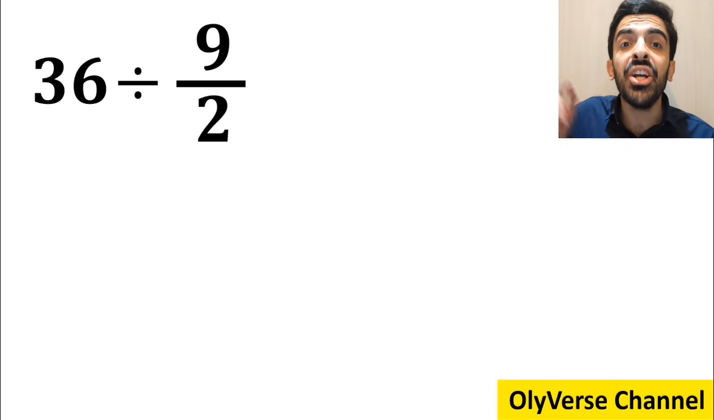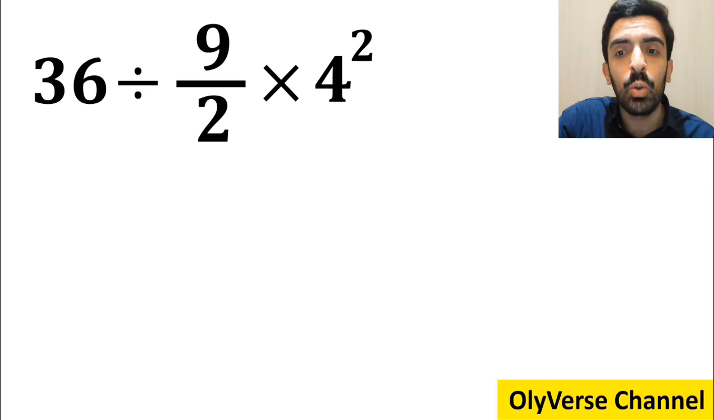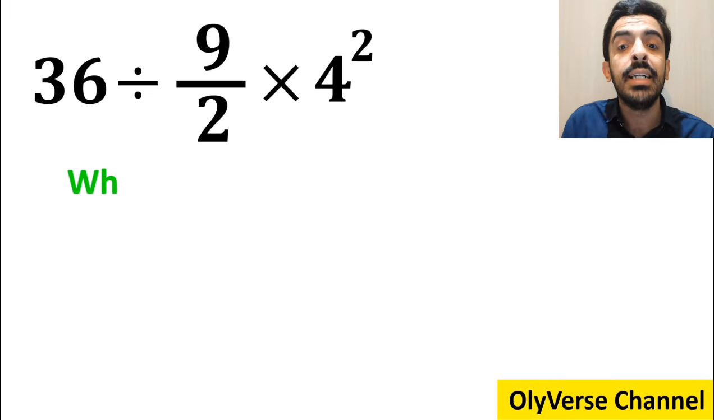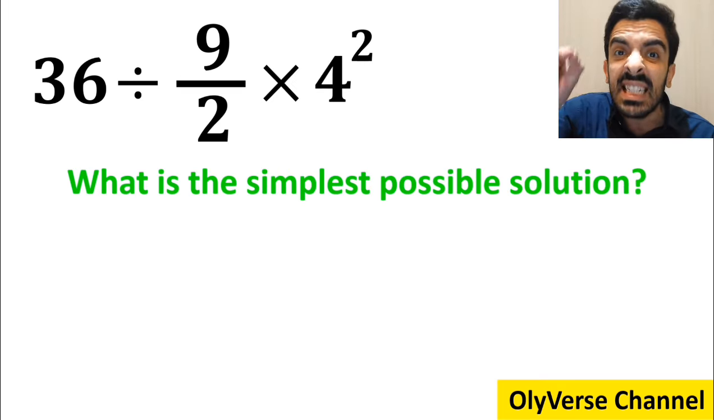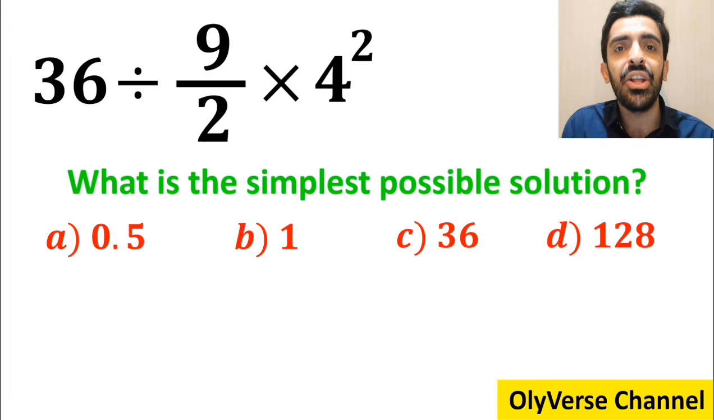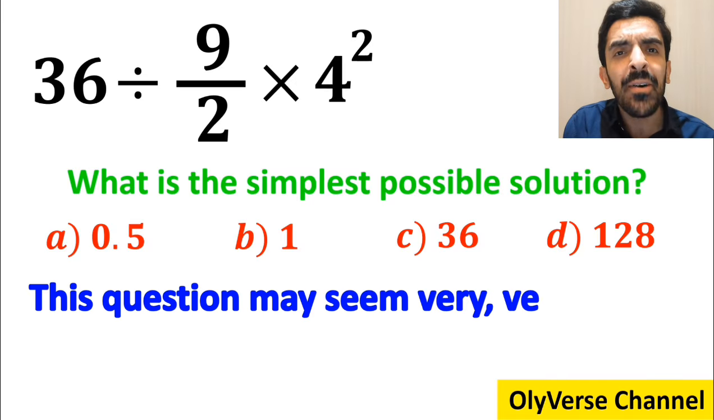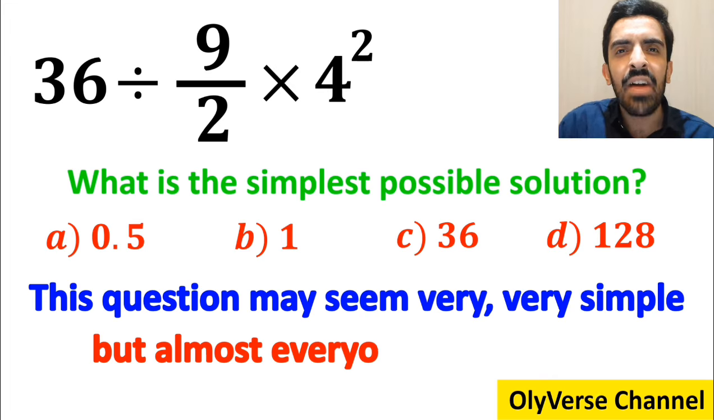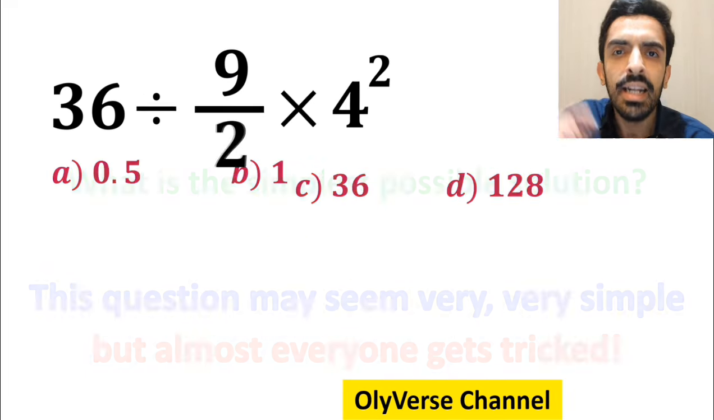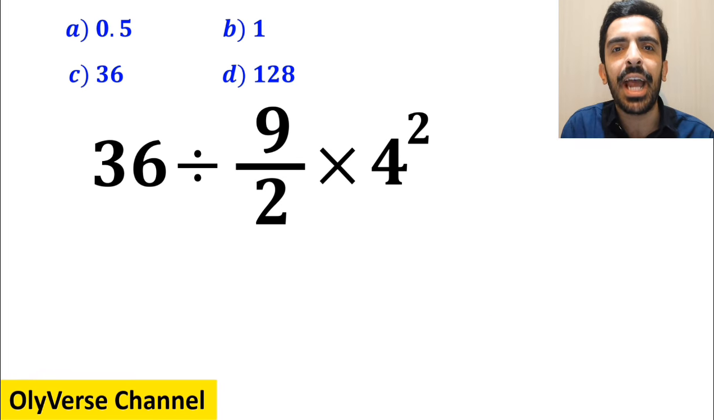If we have the expression 36 divided by 9 over 2 times 4 to the power of 2, then what is the simplest possible solution for this expression? Which option do you think is the correct answer to this question? This expression may seem very simple, but almost everyone gets tricked. Let's dive in and break it down step by step together.